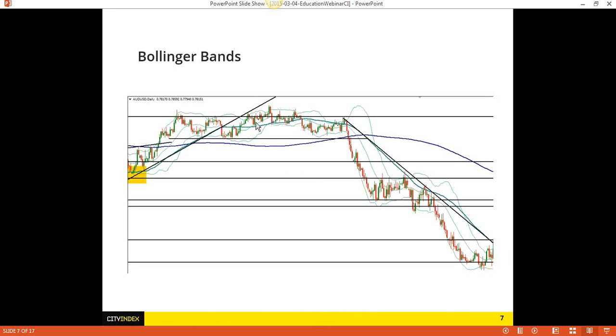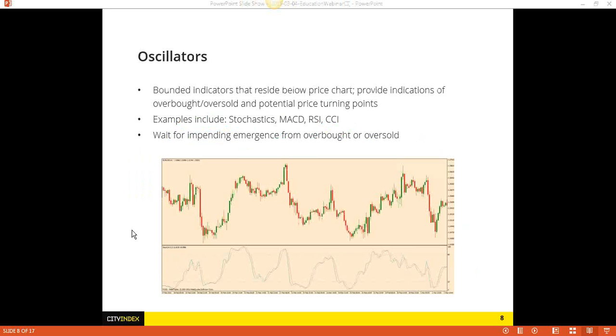So it can be used in range trading situations as well as trending situations like this. Okay, now let me get to one of my favorites, the oscillators.